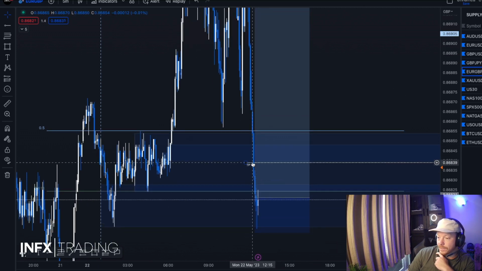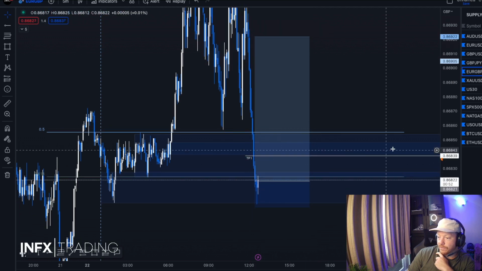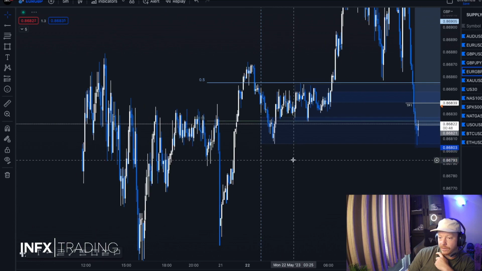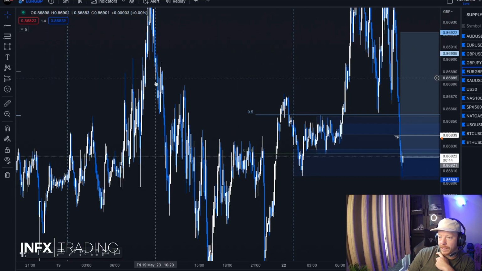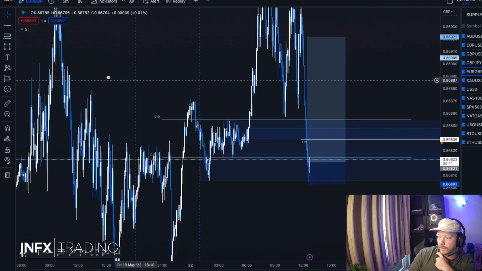Now, all we need to do is get up to our first TP here, which isn't far at all. And we are due a pullback. Look at this straight line down. It's just been relentless. You know, when these sorts of things happen, we do get a pullback. Even if it's just a small one like this, this is enough to take a profit from.